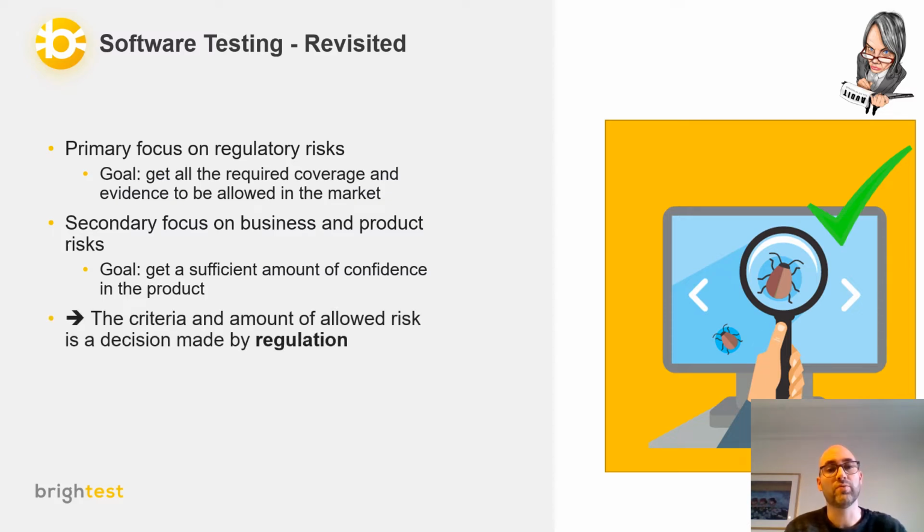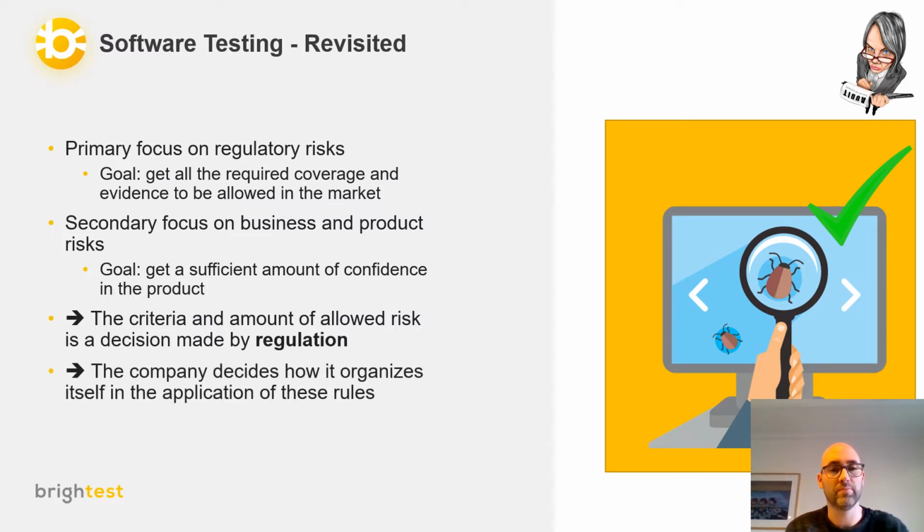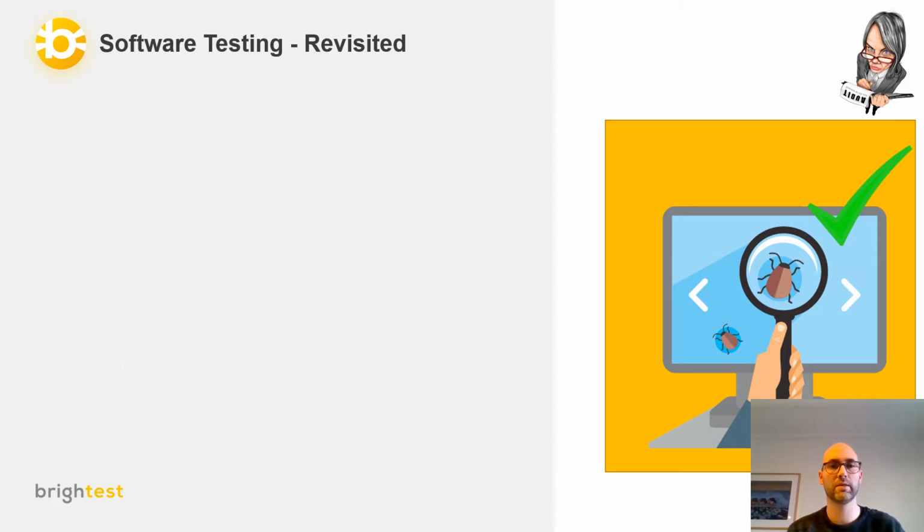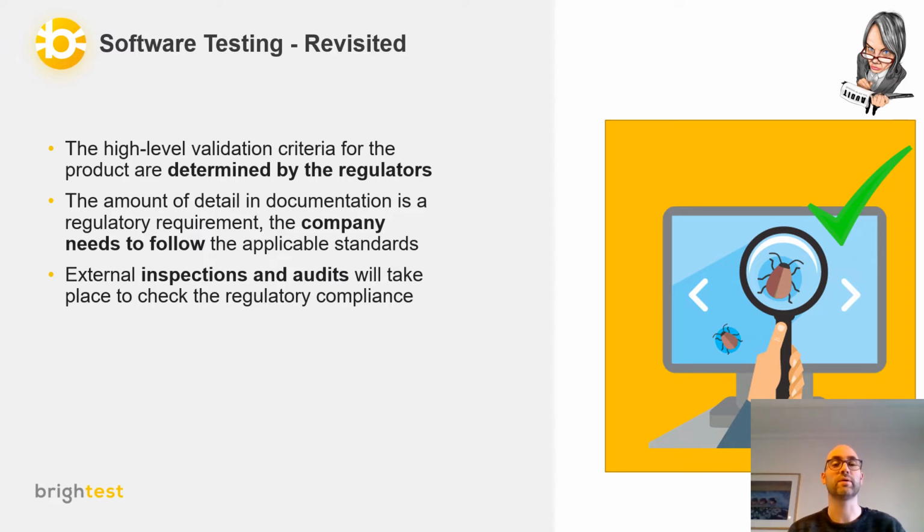So the criteria and amount of work on a high level is a decision made by the regulation. The company decides how it organizes itself in the application of these rules and may of course do extra things, but they have to be in line with the regulation at all times. The high-level validation criteria for the product are determined by the regulators. The amount of detail in documentation is also a regulatory requirement. The company simply needs to follow the applicable standards. External inspections and audits will take place to check the compliance of the company and the processes they are following.